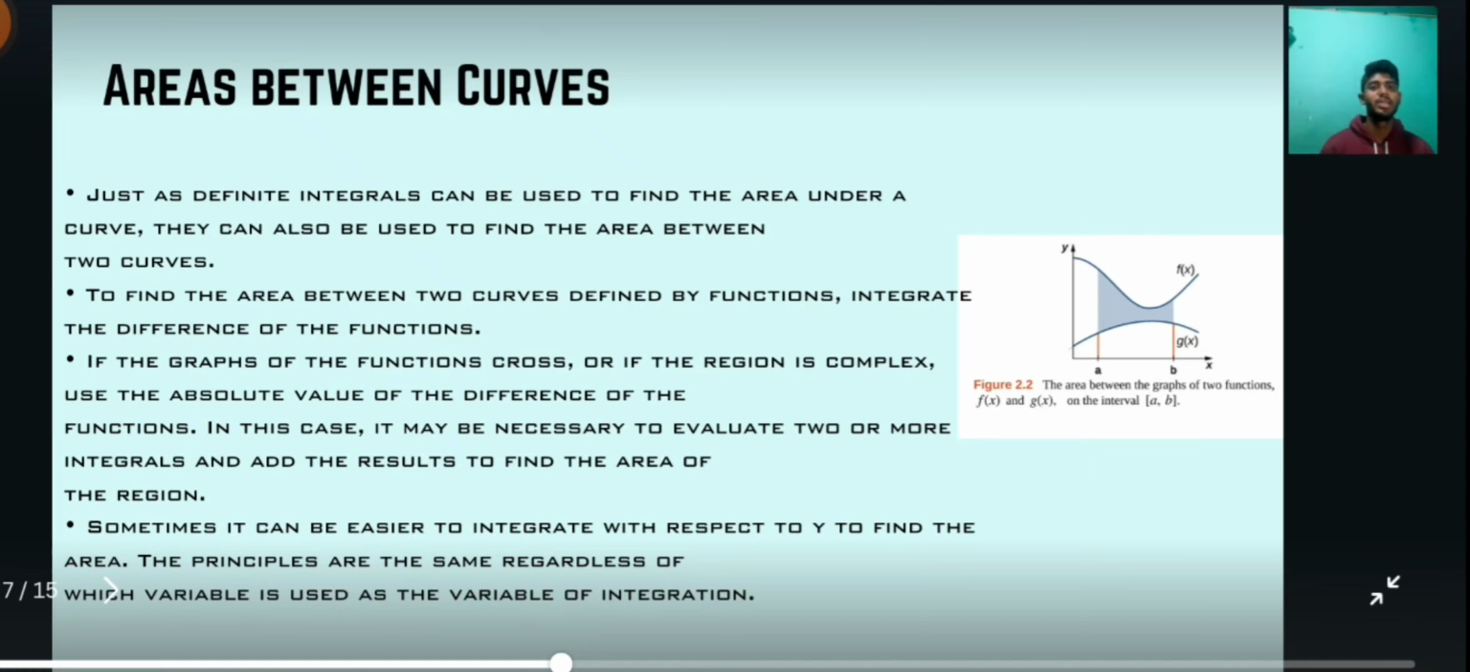Sometimes it can be easier to integrate with respect to y to find the area. The principles are the same regardless of which variable is used as the variable of integration. Means it depends. If we use y, we will be taking the area with respect to y. So they are telling that if we do the integration with respect to y, it will become very easy.